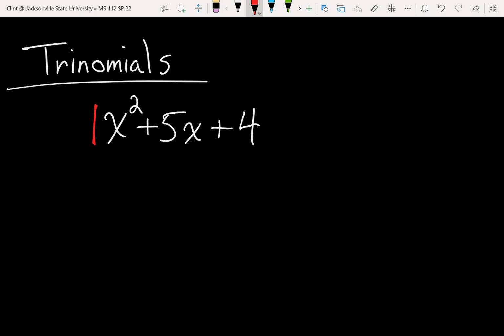We call it the leading coefficient, the coefficient on the variable with the biggest exponent. Our leading coefficient is a 1.